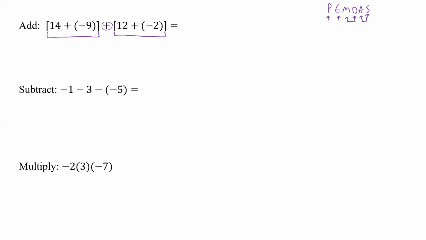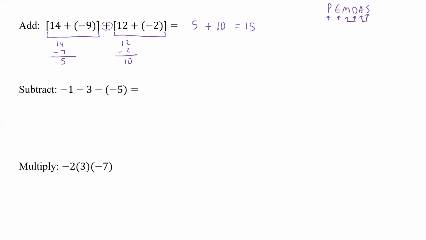So first we have 14 plus a negative 9. So we're going to take 14 minus our 9. And so what do we get there? Well, we're going to have 5, and the sign is going to be positive. So we have a positive 5. So we'll have then 5 plus, here we have 12 minus 2, that's going to be 10. The sign of the larger one is positive, so it's going to be a positive 10. Now we have 5 plus 10, that gives us 15. Okay.